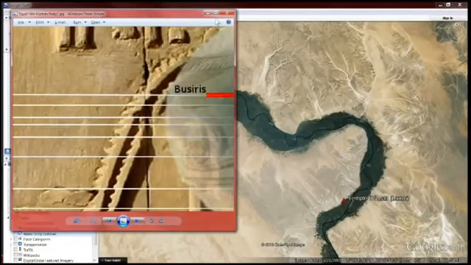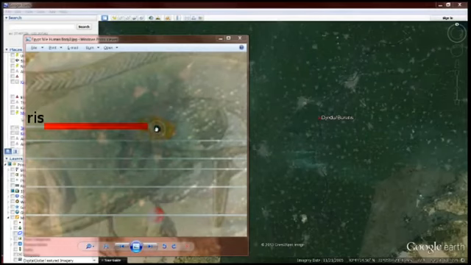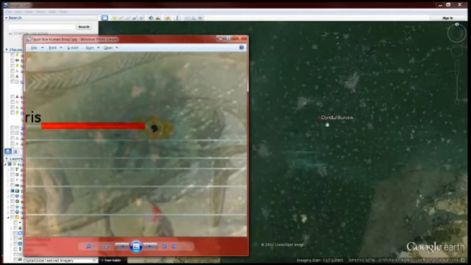When we come back to our Google Earth, this is where Osiris is located. This is my doing using phi, and this is where it gives us the coordinates. If you go and look up Osiris, it gives you the coordinates right here.